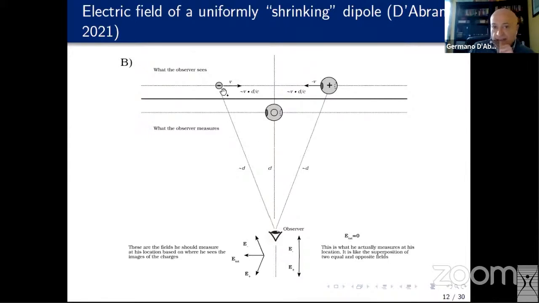This distance is more or less v, the velocity of the charge, multiplied by the time needed by the light to cover the distance between this position and the position of the observer. This is also to understand that the cancellation of the dipole field happens instantaneously at every point in which we decide to put the observer. It is not necessary that the observer is midway between the starting positions of the charges. It could be here, everywhere.